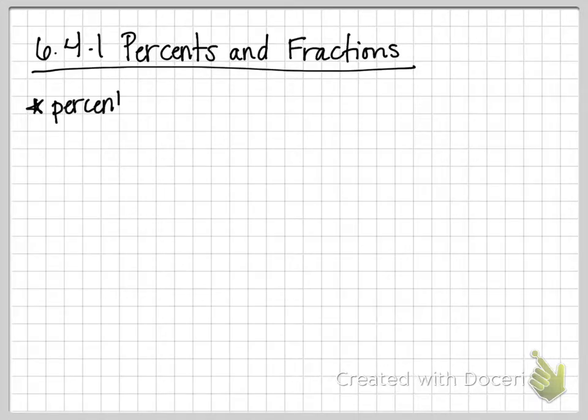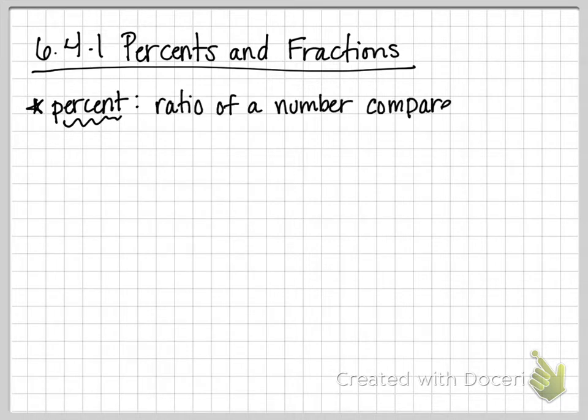So let's start with the mathematical definition of a percent. Percent is technically a ratio. We find the percent by using a ratio of a number as compared to 100. So a percent tells us how much out of 100, if we use 100 as our whole number, the ratio of that amount out of 100.